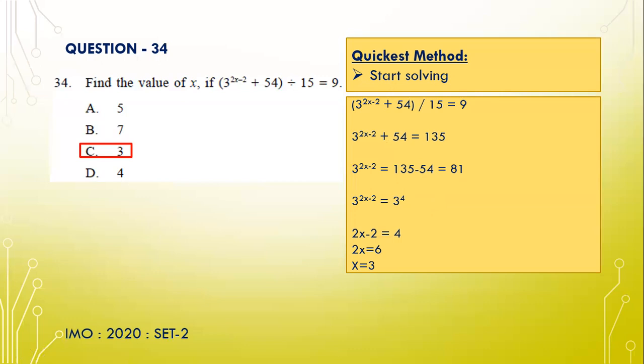So 3 raised to 2x minus 2 is equal to 3 raised to 4. With the same bases, the exponents will also be the same. So 2x minus 2 is equal to 4. So 2x, when minus 2 goes there, it will be plus 2. 4 plus 2, so 2x is 6. So x will be equal to 3.